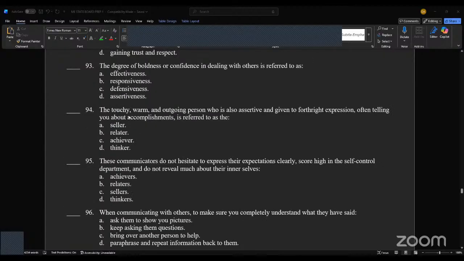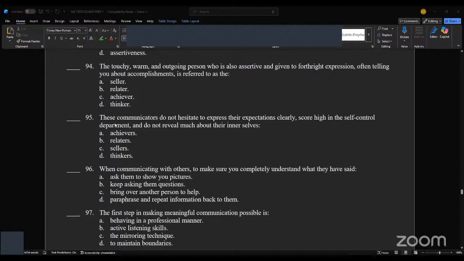94, the touchy, warm, outgoing person who is also assertive. We said assertive was bold and confident and given to forthright expression. Often telling you about accomplishments, this is referred to as 94, a seller. They're going to sell you on it. It is 94A, a seller.